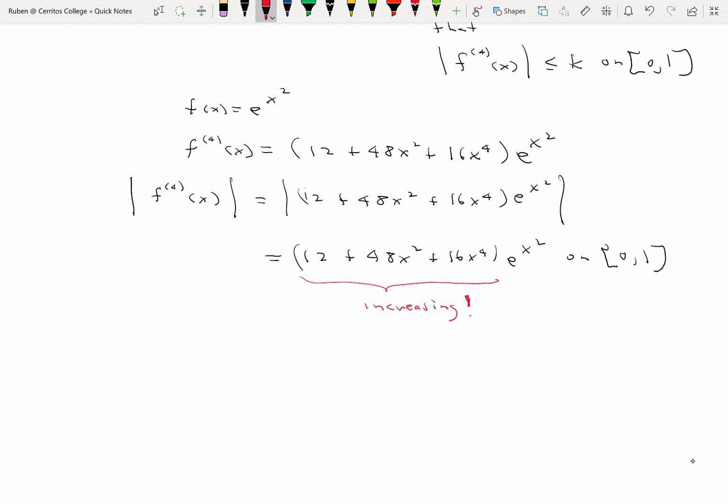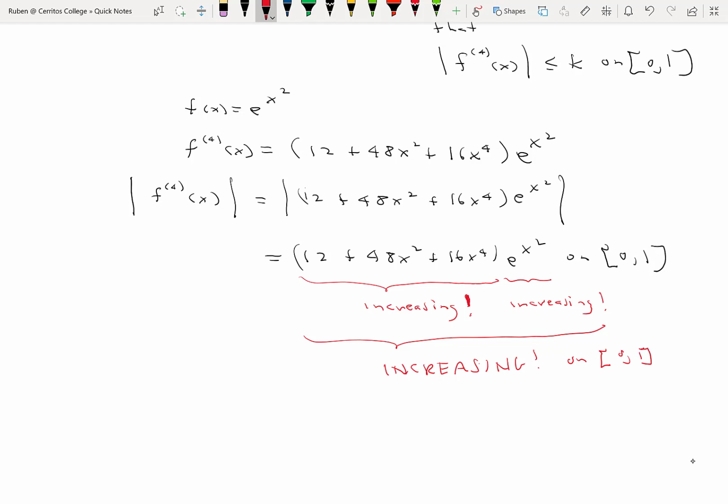Now e to the x squared. Look at the exponent, x squared. As x gets bigger, x squared gets bigger. So as x squared gets bigger, e to the x squared gets bigger. This factor is increasing. So the entire quantity, the absolute value of the 4th derivative, is increasing on the interval from 0 to 1.